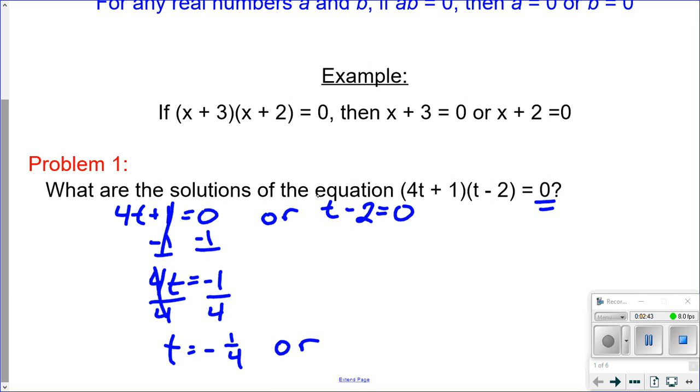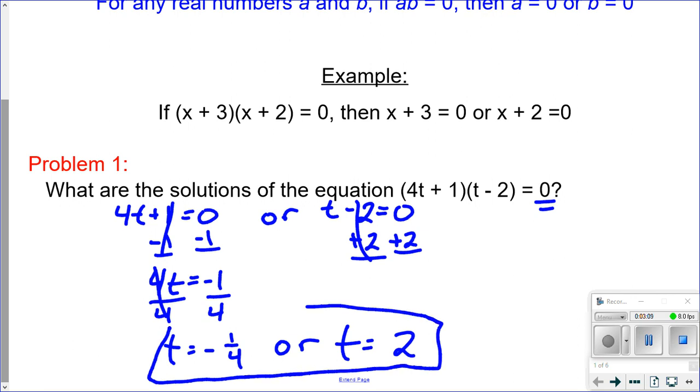Or my other answer, most of you, I'm sure, can figure out this answer without showing any work. That's fine. For this one, I'll show my work. On the future problems we're going to do, I'm not going to show any work here. But if I add 2 to both sides, those will cancel out. And what I'm left with is t equals 2. So there's two solutions to this. T could be either -1/4, that would make this first binomial 0, or if t was 2, that would make the second binomial equal to 0.